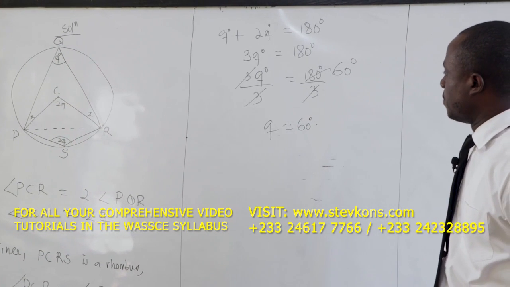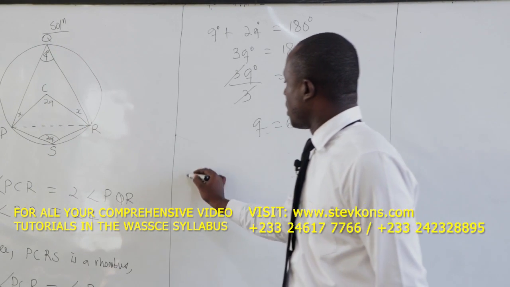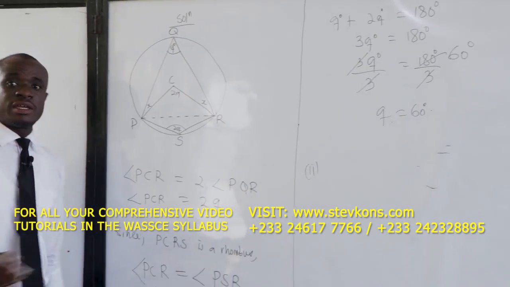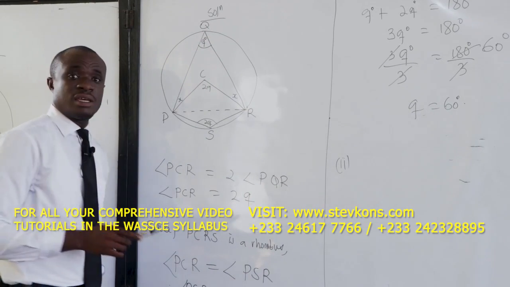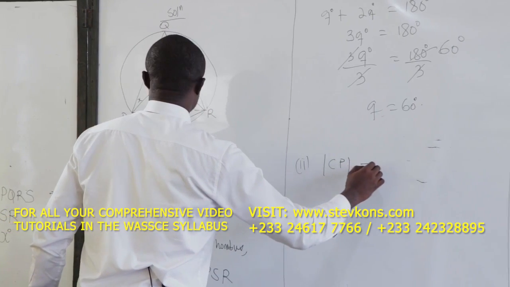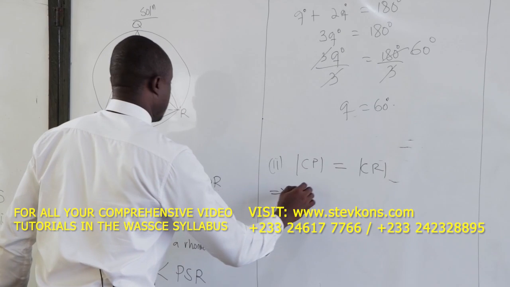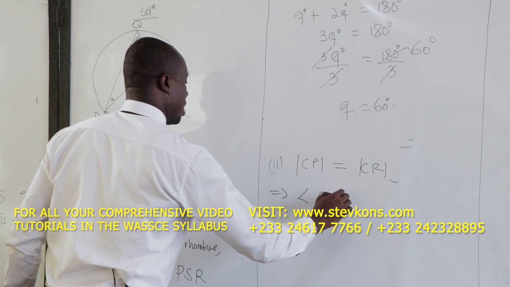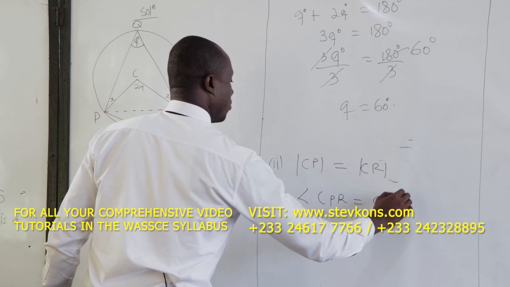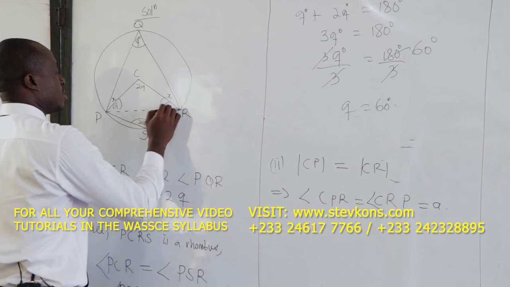Now, the next thing that you want to look for, so that is the first one, Q, which is 60 degrees. Now, part two says that we should find X. We want to find the angle over here, X. Now, C is the center. And because C is the center, what do we know? CP is the same as CR. Why? Radius. So which implies that angle CPR equal to angle CRP. Let's suppose that it is A. Let's put here to be A, and then let's also say this is A.